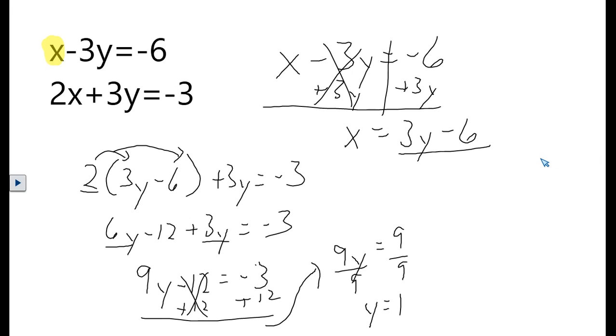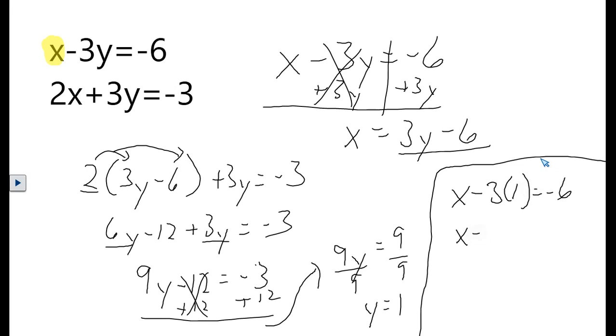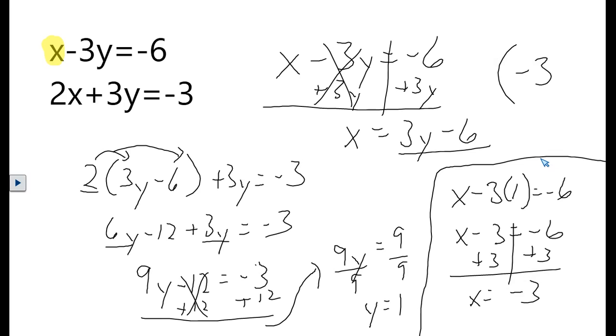Now I need to figure out my x value. Again, I'm just going to take one of my equations. Doesn't matter which one. I'm going to take the second one. Actually, I'm going to take the first one. That'll be easier. And I'm going to plug in my y value of 1. So x minus 3 times 1 is equal to negative 6. Well, 3 times 1 is 3. And then to solve that, I would add 3 to both sides. So x would be equal to negative 3. I want to write that as a coordinate. So my x value is negative 3 and my y value is 1.